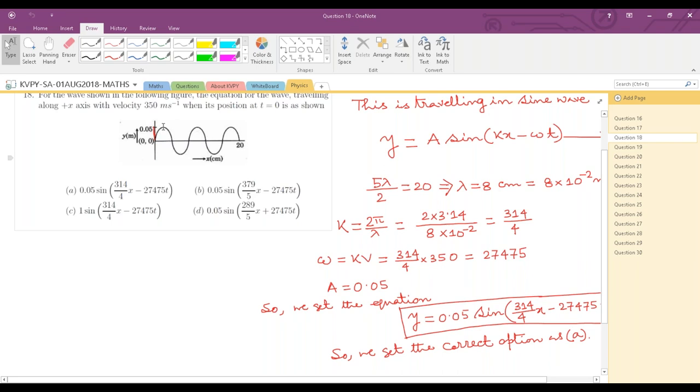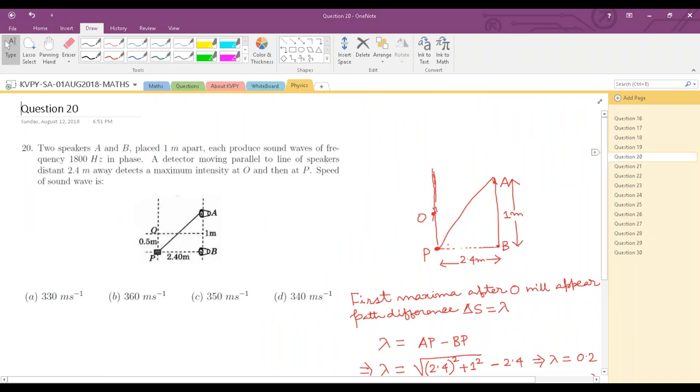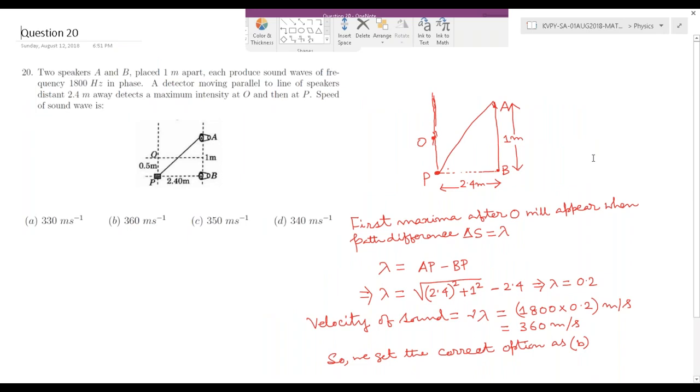So keeping this in mind, this is the fundamental understanding here: after the first maximum of intensity we receive at any point, the next maximum intensity will come after the wavelength difference, that is called the path difference. Again, you will get the next maximum intensity after the next wavelength. So that is why the first maximum intensity is observed at the point O, and the next maximum intensity is observed at the point P.